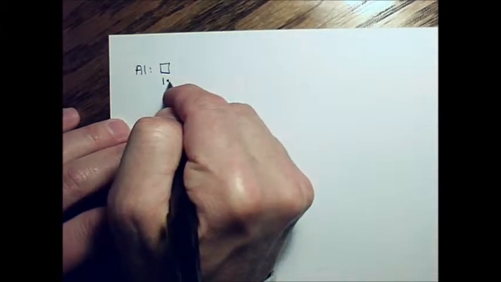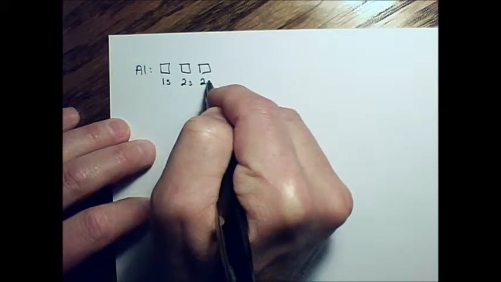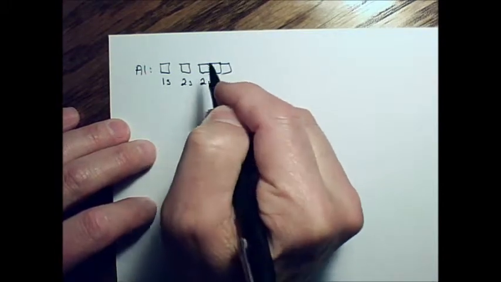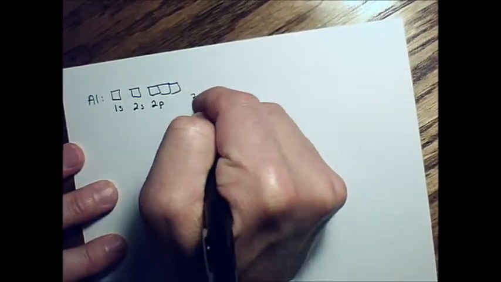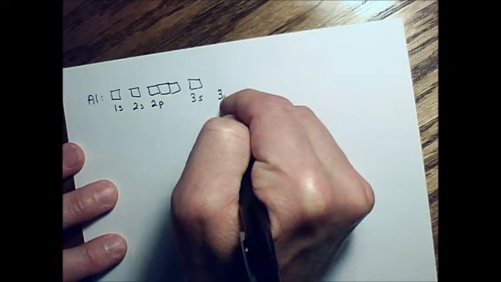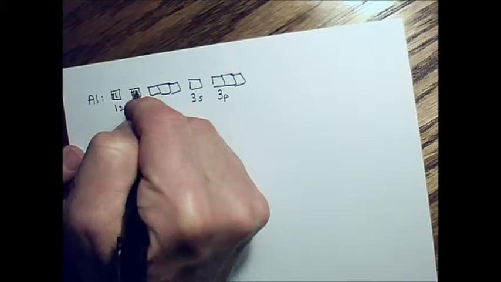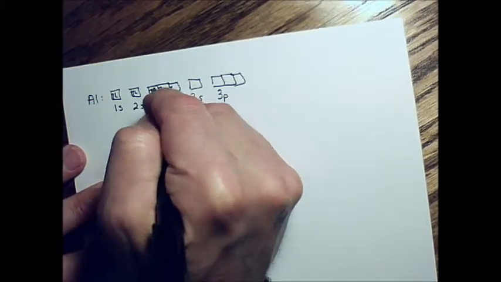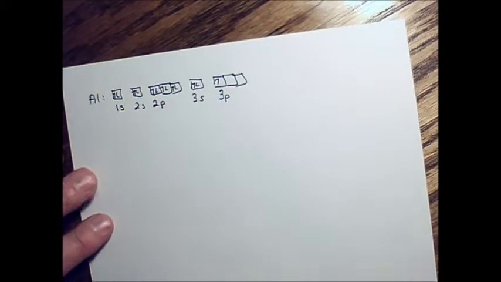So aluminum is in the third primary level, so we're going to have to fill up the first and second primary levels. And in the third primary level, we've got an s orbital and the p orbitals before we get to aluminum. So I have to have 3s and 3p there. So that's the orbital notation for aluminum.